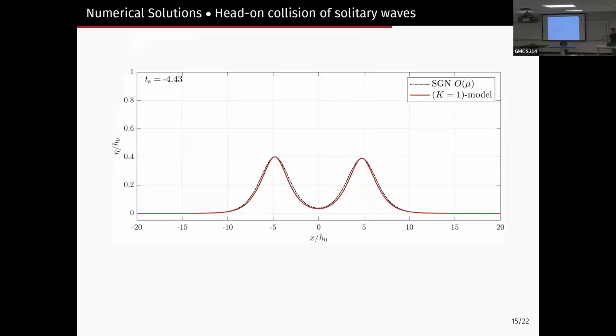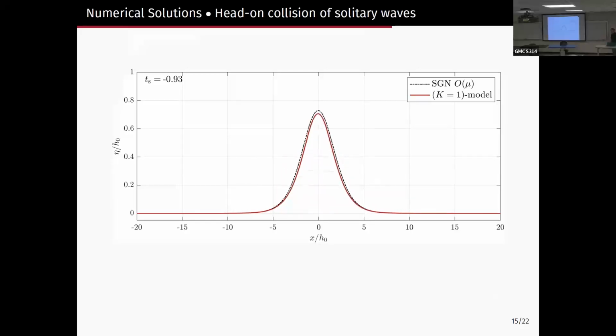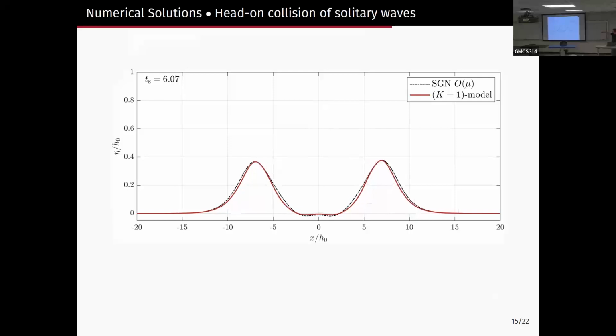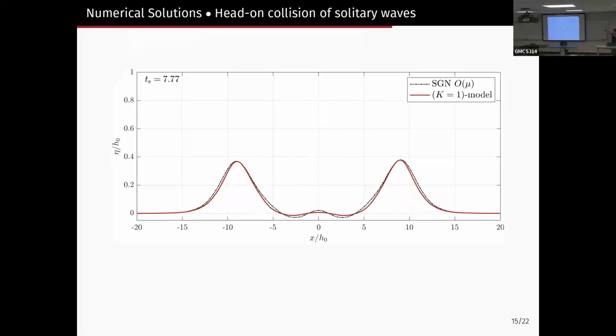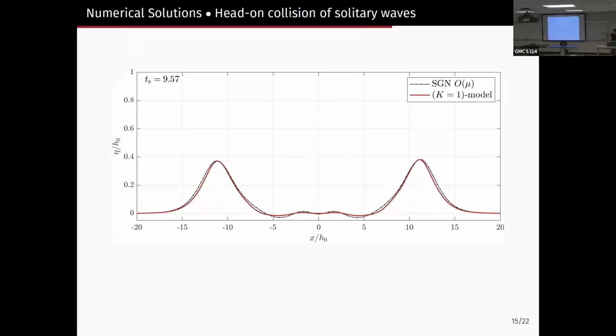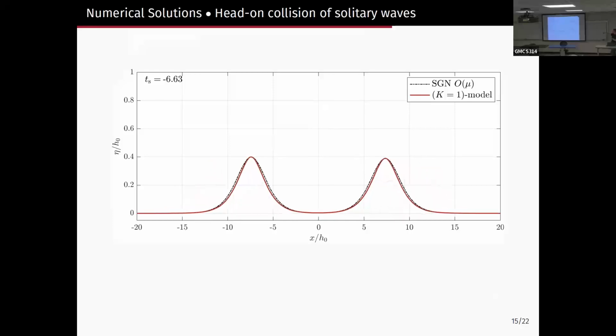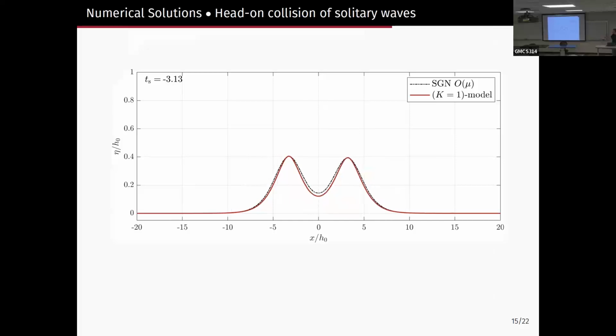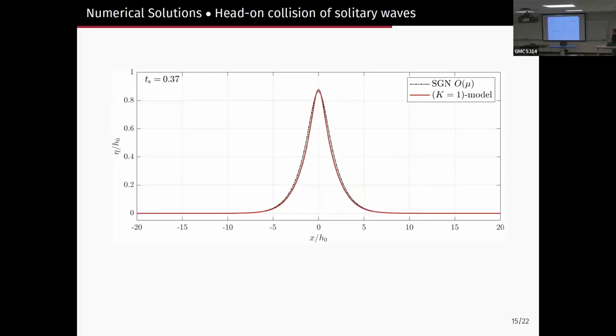And then when you do that, you start comparing with experiments. Usually, here is a head-on collision of solitary waves. So you start in a wave tank with 2 solitary waves. They are not exactly the same height, but they're about 0.4. 0.4 is considered a highly nonlinear case.